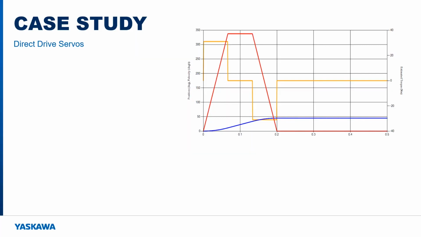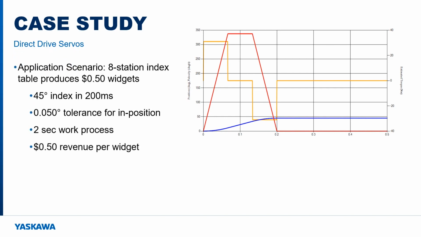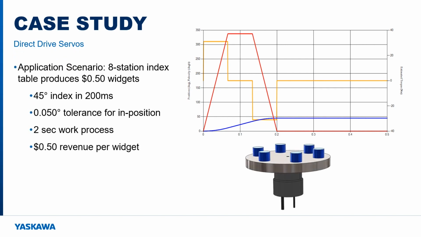Let's put this case study in terms of dollars and cents in a real application scenario. Consider that this machine represents an 8-station index table producing the proverbial widget. Each of these 45-degree index moves theoretically complete in 200 milliseconds with the 0.05 of a degree in-position tolerance. Then an external 2-second work process happens at each station. At the final station, one widget is produced, resulting in a revenue of 50 cents.